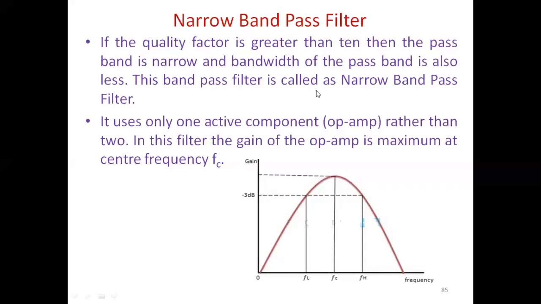One op-amp will be used in the middle along with a high pass filter and a low pass filter. In case of a wide band pass filter, the quality factor will be less than 10. Two op-amps will be used in the middle along with the high pass filter and the low pass filter at either end.